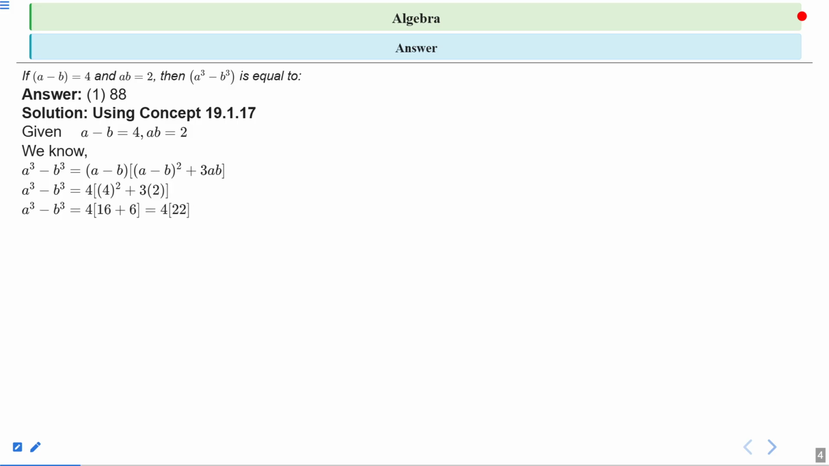Simplifying it, a cube minus b cube becomes 4 multiplied by 16, since 4 square is 16 and 3 into 2 becomes 6. So it will be equal to 4 into 22. So a cube minus b cube we get 88. So the first one is the correct answer of this question. Next one.